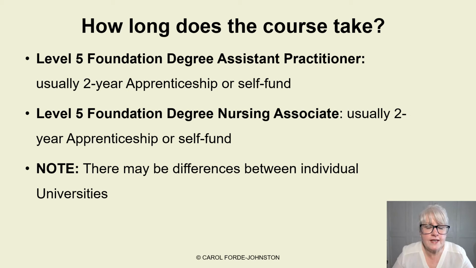How long do the courses take? A level 5 foundation degree to become an assistant practitioner is usually 2 years as an apprenticeship, or you can self-fund. Most people apply for apprenticeships. A level 5 foundation degree to become a nursing associate, again, is usually 2 years as an apprenticeship, or you can self-fund. There may be slight differences between individual universities, so it might be 18 months, for example, but usually they're about 2 years to complete these foundation degree apprenticeships.